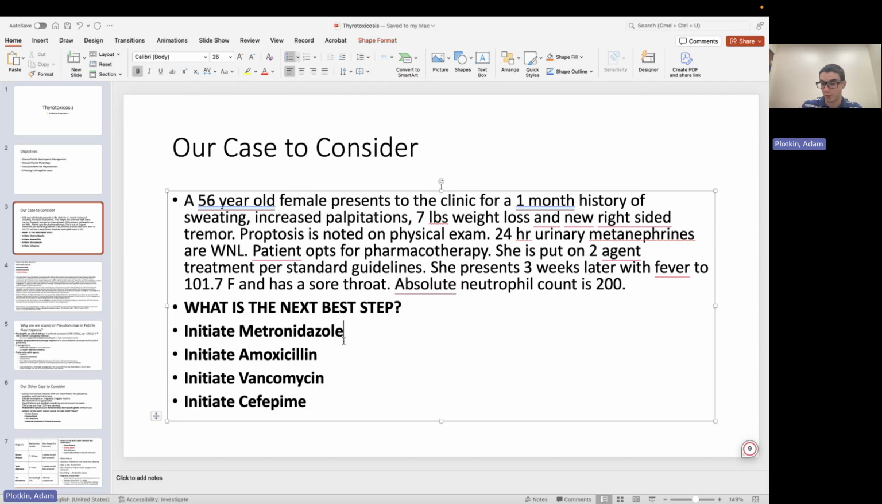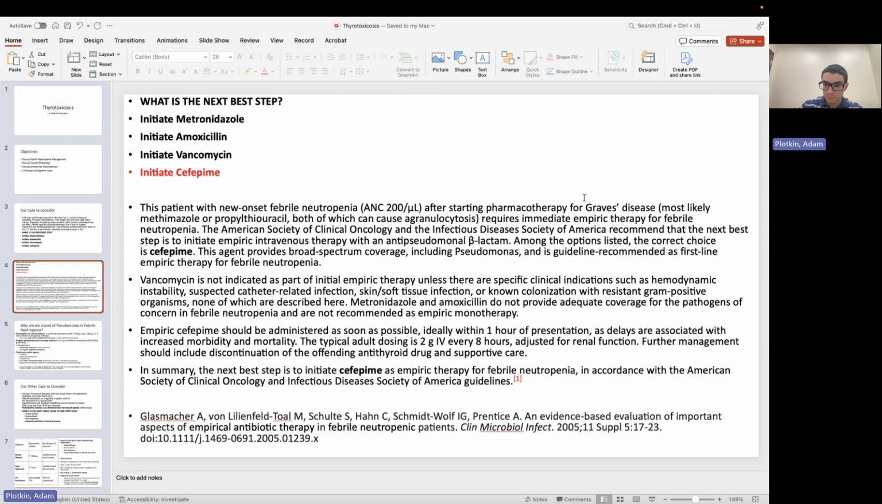Metro is really great for anaerobes, not Pseudomonas. Amoxicillin can cover a lot of my gram positives, a little bit of gram negatives, but definitely not Pseudomonas. Vanco is really good for gram positives, like your MRSA and ceftriaxone-resistant strep pneumo. Not going to cover Pseudomonas. Cefepime, absolutely. So this is all coming from the American Society of Clinical Oncology and Infectious Disease Society of America.